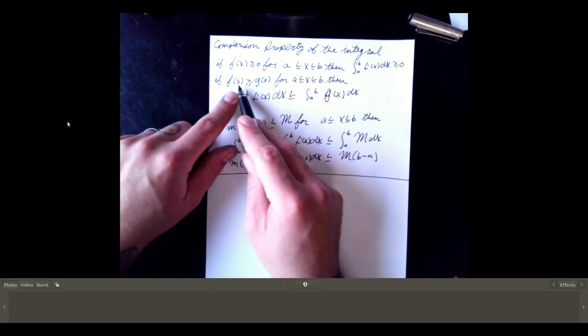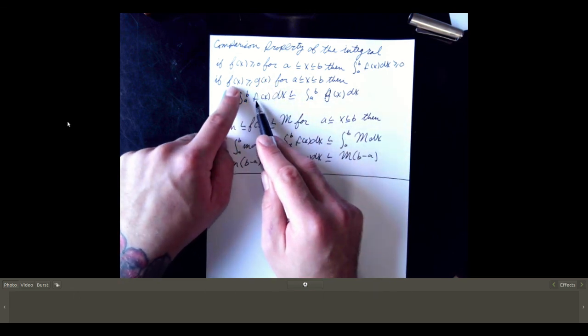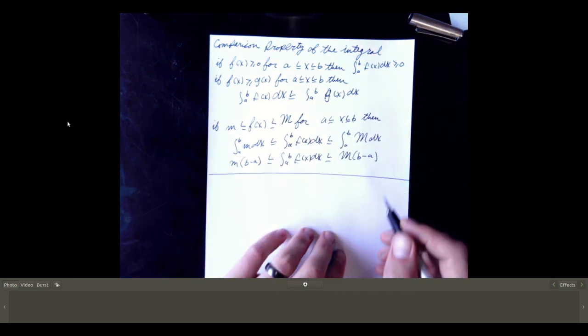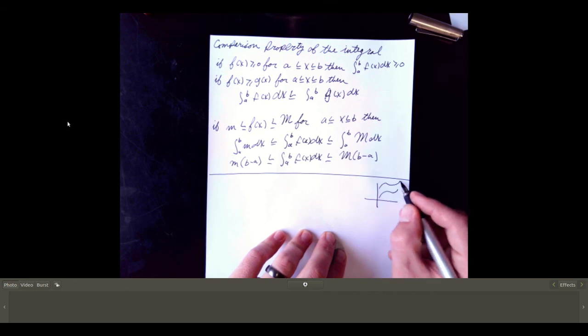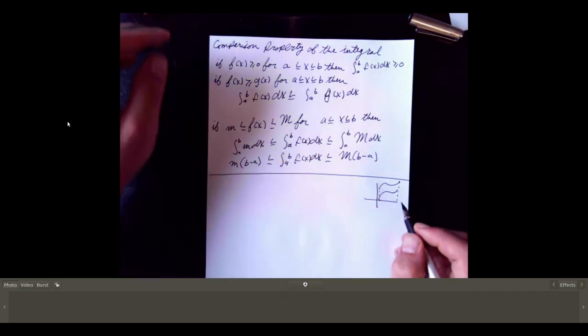Similarly, if we've got one function that lives above another function, that means the area underneath the first function is bigger than the area underneath the second function. If this is our first function and this is our second function, of course there's going to be more area underneath the one that's on top. It's further away from the x-axis.